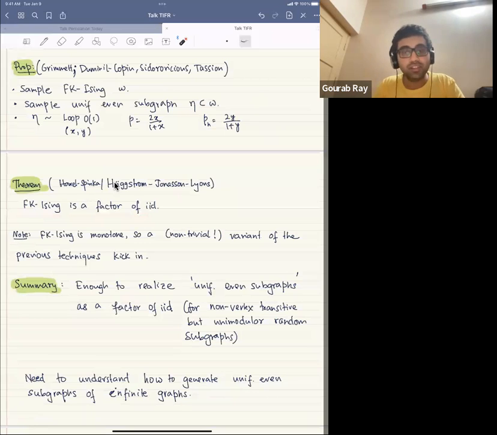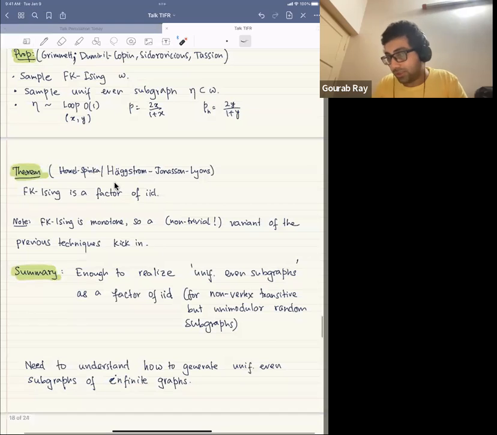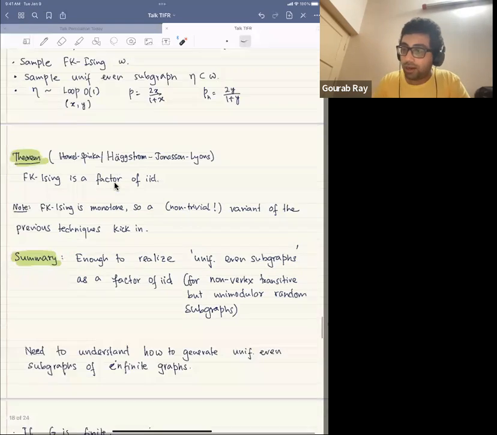You have to remember there are always these things about y being positive, which is this magnetic field, and this notion of boundary conditions being wired and free. So a lot of technical things going on, which I am not talking about here, but these are all geometric. So the summary is to realize uniform even subgraphs as a factor of IID. Now how to do that?